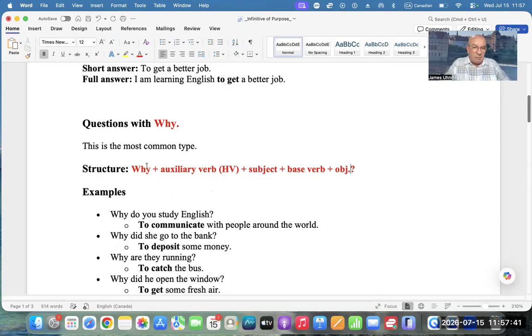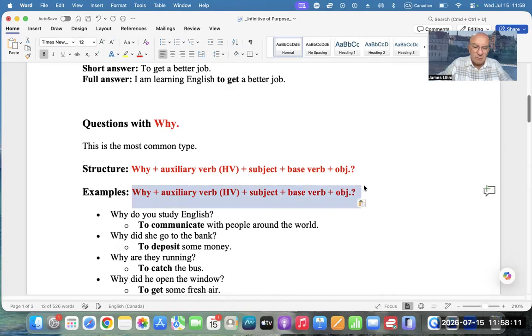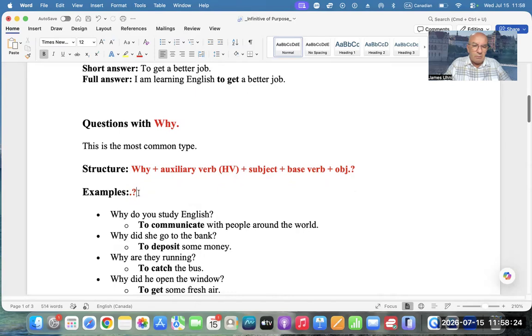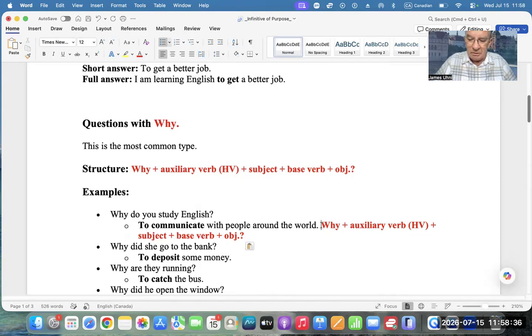So if I copy this, I will simply write it here, but I will play with it a little bit so you understand exactly what it means.